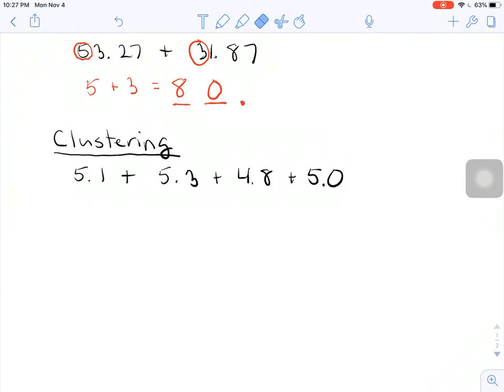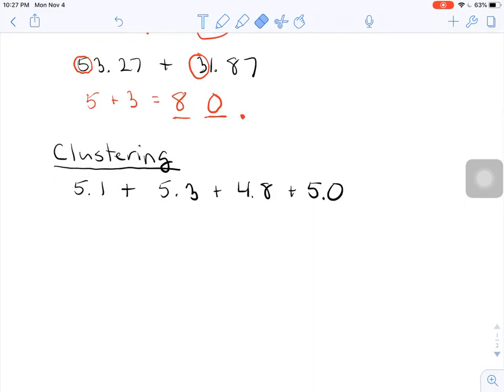So to use the clustering strategy, once we decide, yes, all of the numbers are pretty close together, they're all close to the same thing, what we're going to do is we're going to round everything to the same number. So since these are all close to 5, we're going to round them all to 5. So that's 5, and that's 5, and the other one already was 5 to begin with. That just made a really easy problem. 5 plus 5 plus 5 plus 5 is 20. So an estimate of the answer would be about 20.